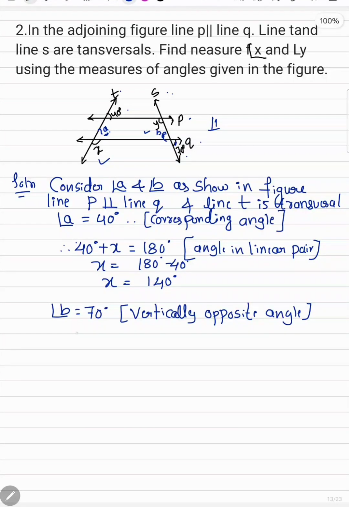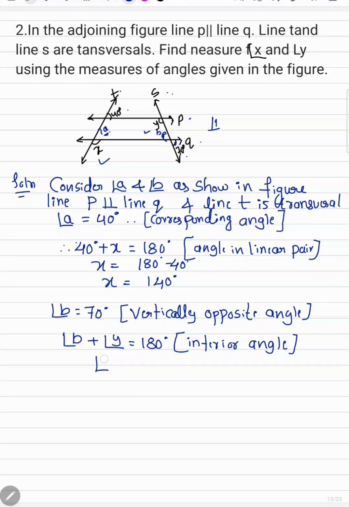Then we know that angle B plus angle Y is equal to 180 degrees. Why? It is an interior angle, and it is also on a straight line, so it takes 180 degrees. Interior angle means concurrent angle, and concurrent angle means equivalent angle.